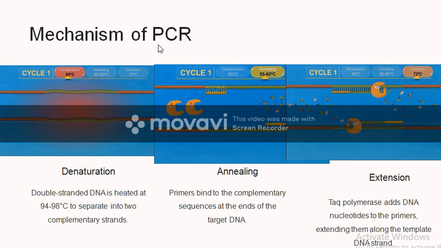Once it is done, the third process is the extension, where Taq polymerase starts extending the strand, extending the strand which is complementary to the template strand, using the deoxyribonucleotides which are given in the reaction mixture. This happens at a temperature of 72 degrees Celsius. So every time, the PCR mechanism follows denaturation, annealing, and extension with various temperatures and various factors.